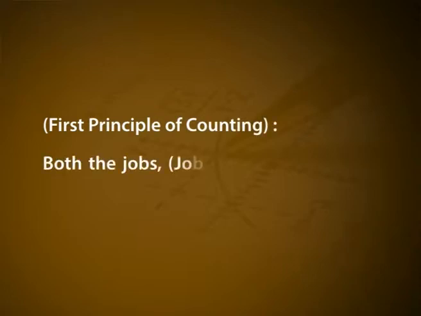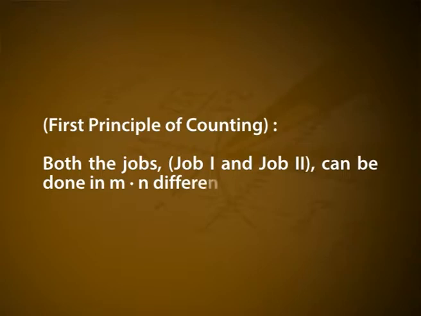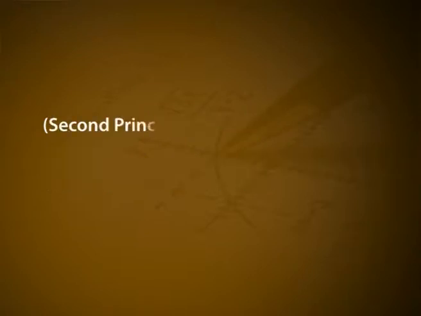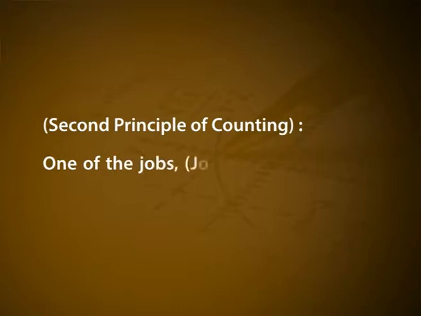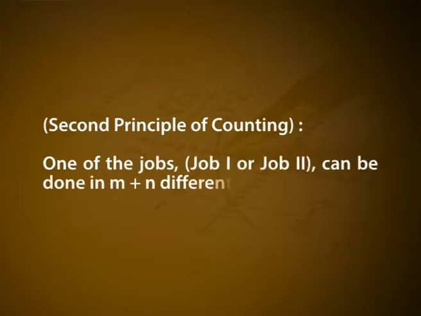There are two fundamental principles of counting. They are also known as the rules of sum and product. Suppose that a job termed as job 1 can be done in m different ways and another job termed as job 2 can be done in n different ways. Then, the first principle of counting says that both the jobs, job 1 and job 2, can be done in m into n different ways. The second principle of counting says that one of the jobs, job 1 or job 2, can be done in m plus n different ways. These principles can be extended to any number of jobs.